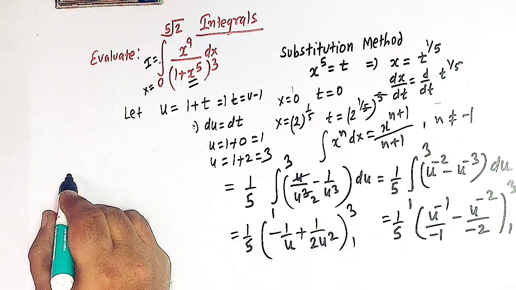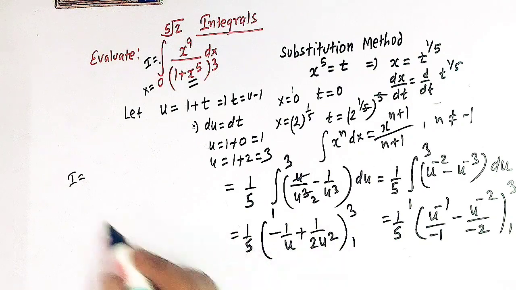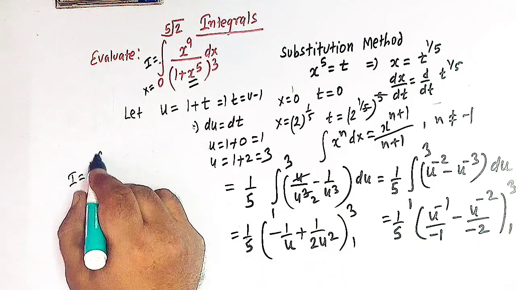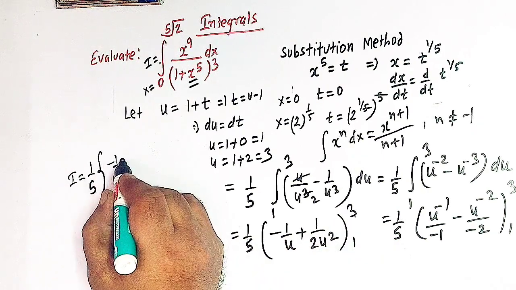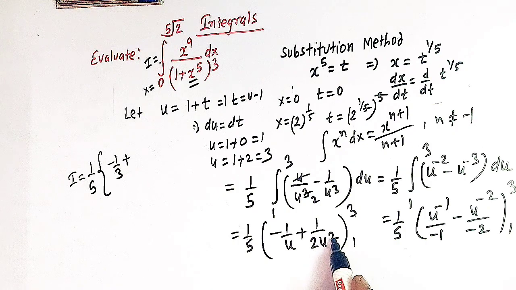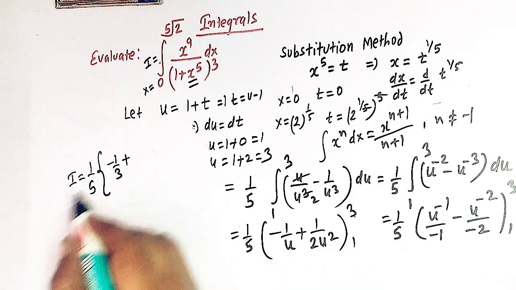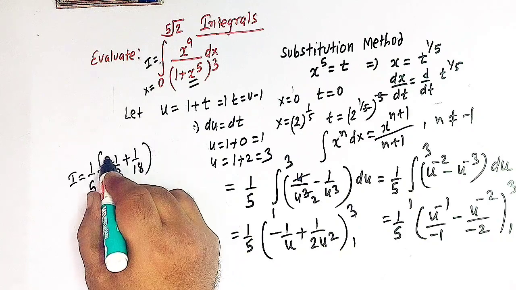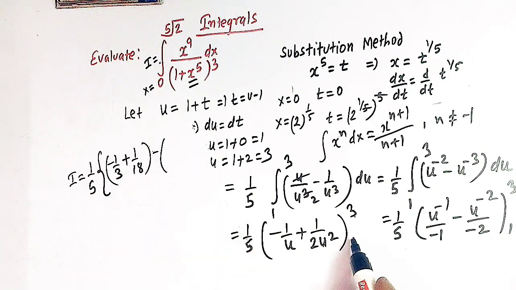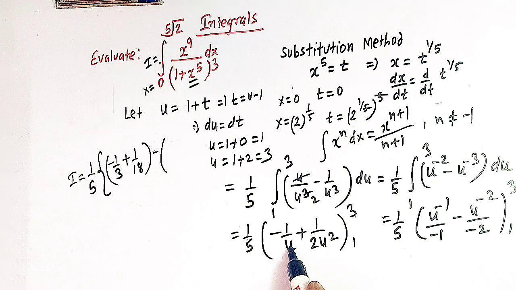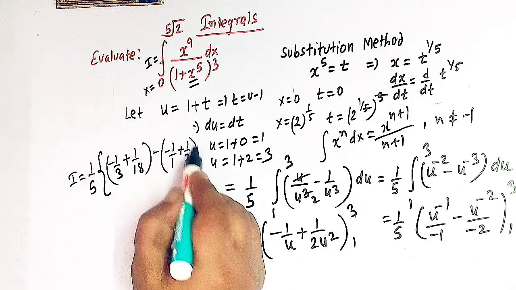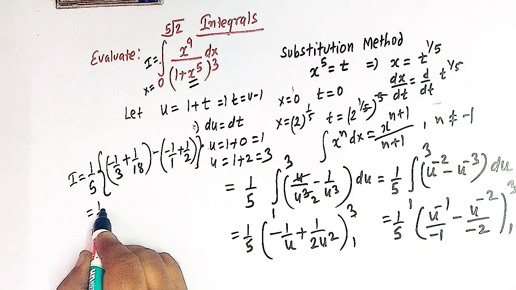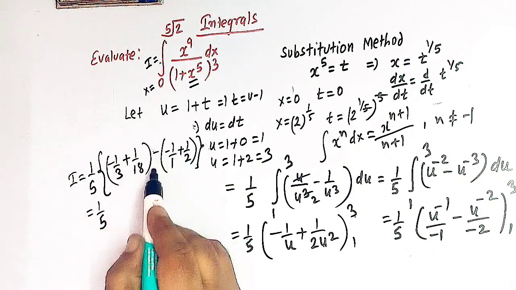So now substituting the limits and taking the difference, we have 1 over 5. First we'll take 3 here, so we have minus 1 over 3 plus here we have 3 square, that is 9. 9 times 2 is 18, and then we have here a minus, and when we take 1, then here we have minus 1 over 1. Here 1 square is 1, so we have simply 1 over 2, right? So now here we can simplify it.